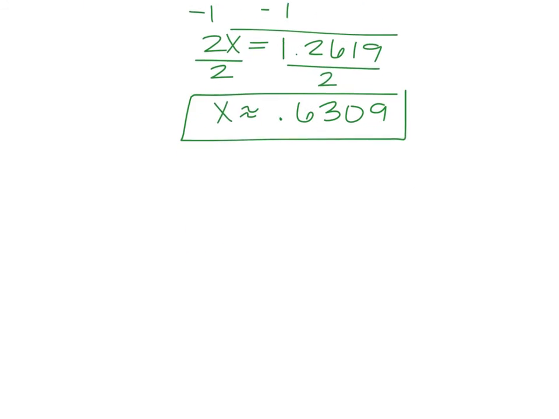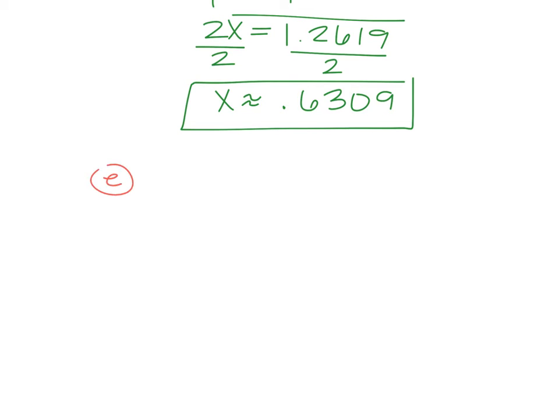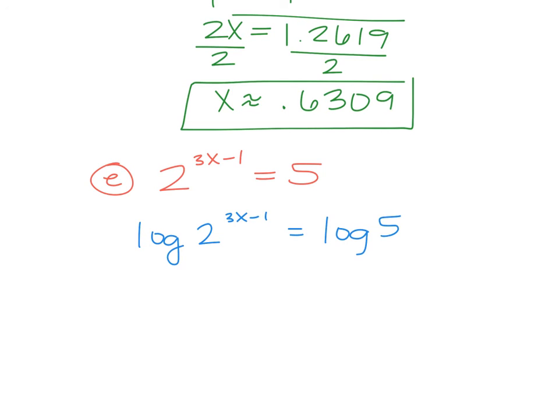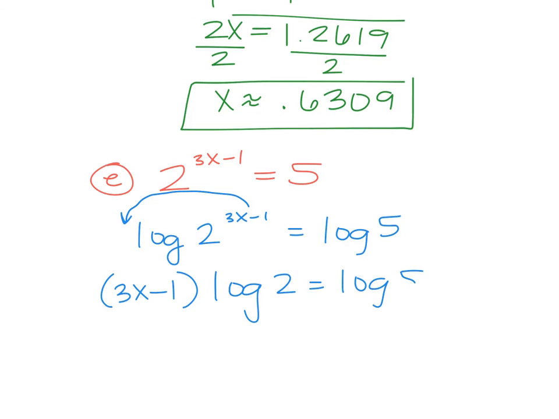Okay, last one. Just make sure you got that idea down. You have 2 to the 3x minus 1 equals 5. Isolate. What do you got to do? Nothing. It's already isolated. Step 2, what do you do? Take the log of both sides. So log 2 to the 3x minus 1 equals log 5. Then what? Move this out front. So it's going to be 3x minus 1 times log 2 equals log 5.